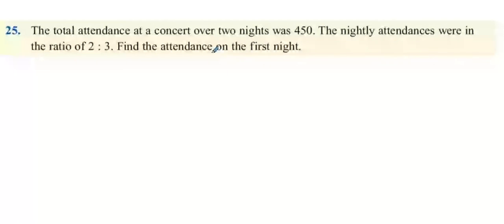The total attendance at a concert over 2 nights was 500 and 450 people. The nightly attendances were in the ratio 2:3. Find attendance on the first night. Okay, on the first night.